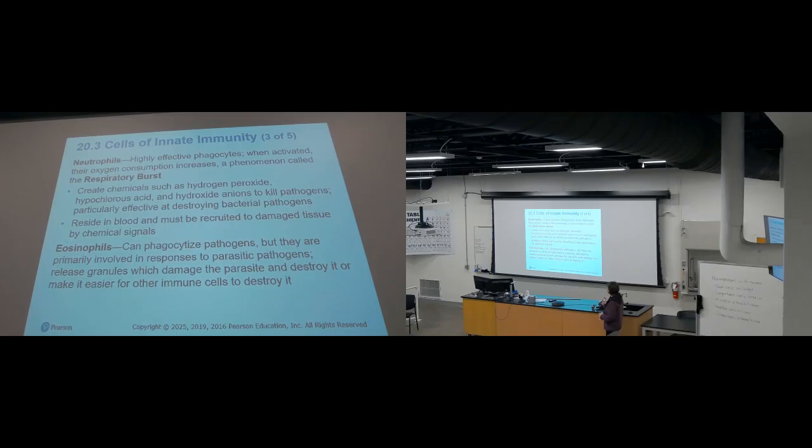Now, eosinophils can also phagocytose pathogens, and they release granules. That's why they are granulocytes together with the neutrophils and basophils. And these granules have molecules that can damage the parasites. So when someone has an infection with a parasite, it has increased number of eosinophils. You will have eosinophilia.